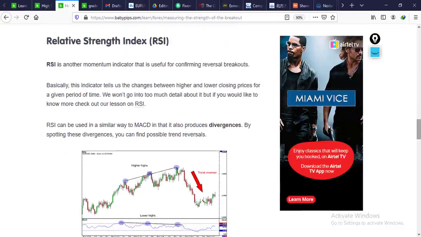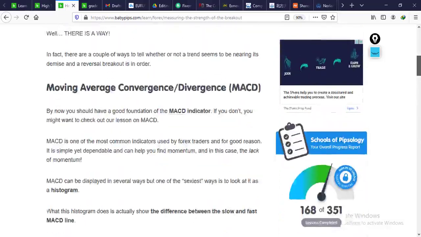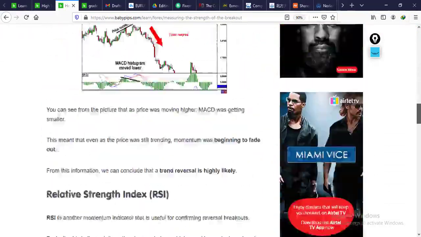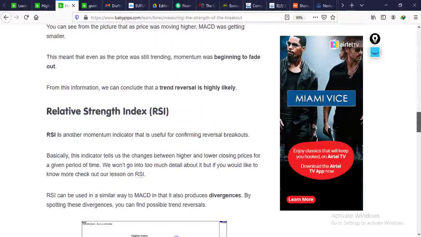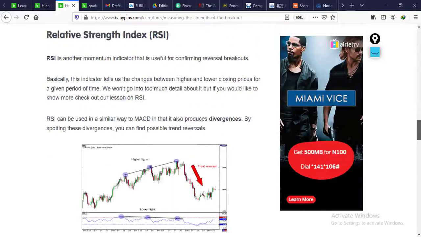Now the next indicator we can use to measure momentum of the breakout in the market is the RSI, the relative strength index. Basically it tells us the changes between the high and the low closes of prices in a given time period. So we're not going to talk about how we compute it. If you go back to momentum indicators and oscillators, you'll find this indicator discussed in that video.